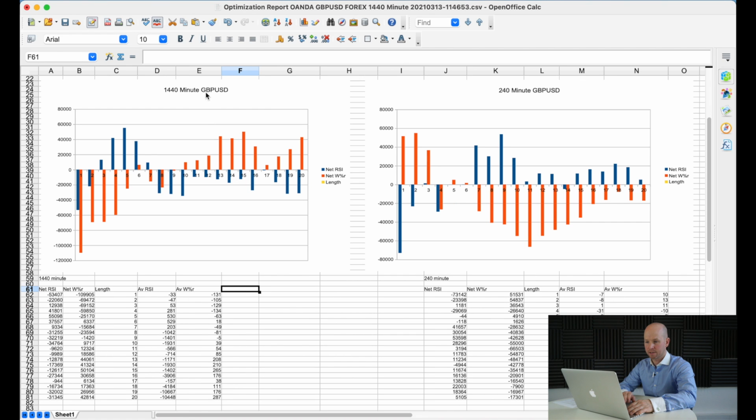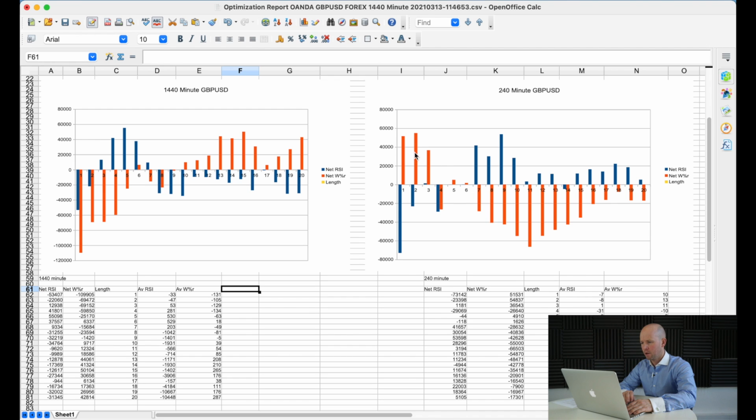Now we're looking at pound dollar, both 1440 and 240 minute time frames, just like before, and it looks quite different, doesn't it? So notice on the daily, 4 period, 5 period with RSI looks quite good. Williams %R is pretty awful early on, and then Williams %R, as it gets a longer length, tends to work better. On the 4-hour chart, again, results are quite sporadic.